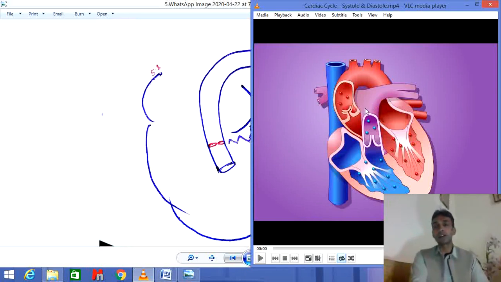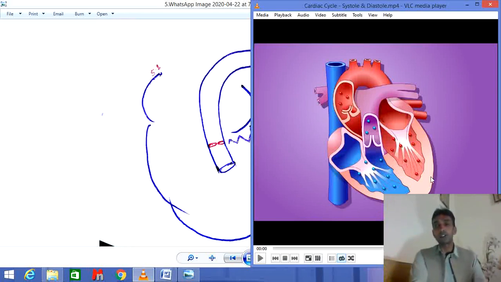You should also note that the S1 sound is very forceful. The S1 sound created by the mitral valve is louder than the S1 sound of the tricuspid valve. S2 sound is always created by the pulmonary valve and the aortic valve, the semilunar valves. The S2 sound created by the aortic valve is always louder than the S2 sound created by the pulmonary valve.